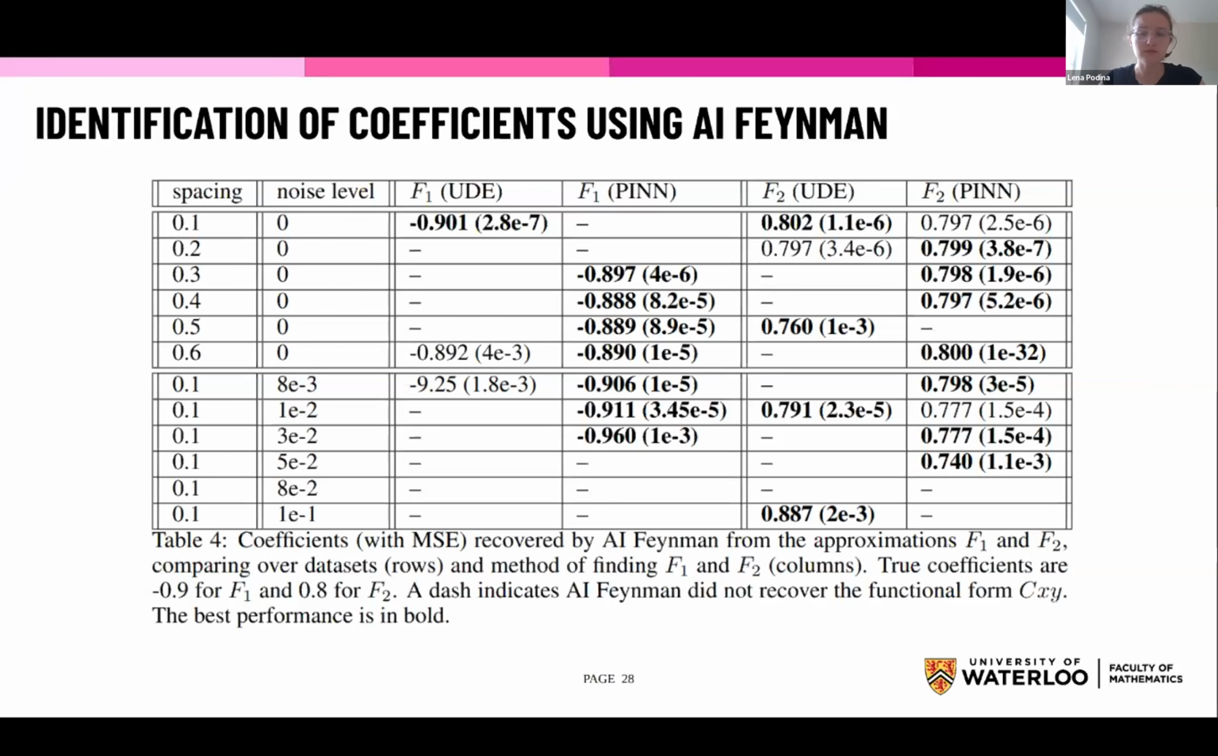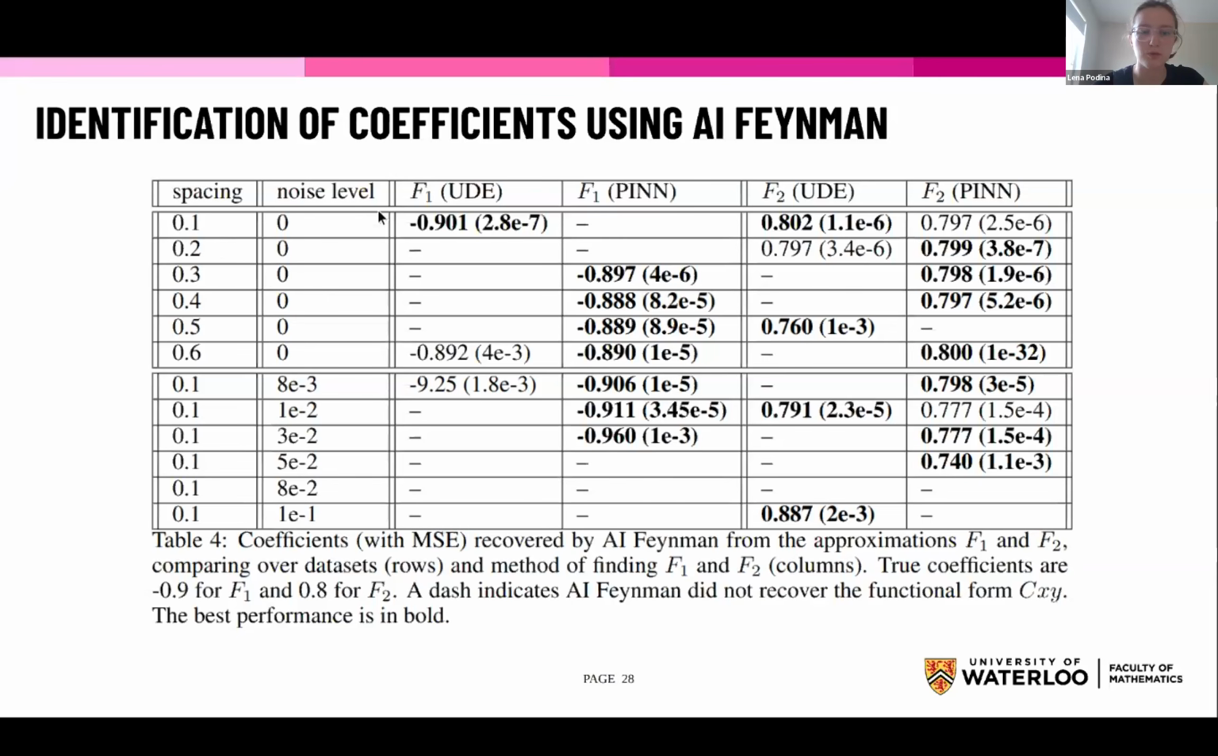So this is the part where we ran AI Feynman, or symbolic regression, on the output of the approximation that we obtained from UPINNs and UDEs. So basically, we just gave it as a data set. Since it's just an approximation, you can just treat it as a data set. And we gave it to AI Feynman and saw if it could recover the underlying functional form. So in both cases, the hidden term is CXY with some coefficient.